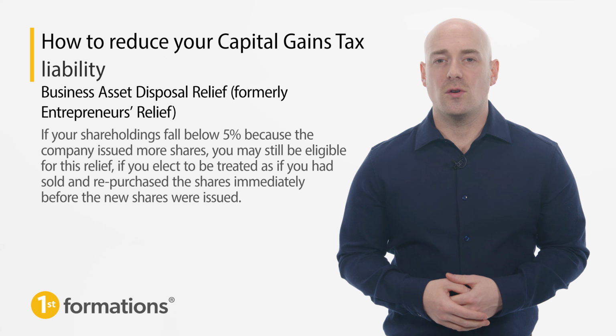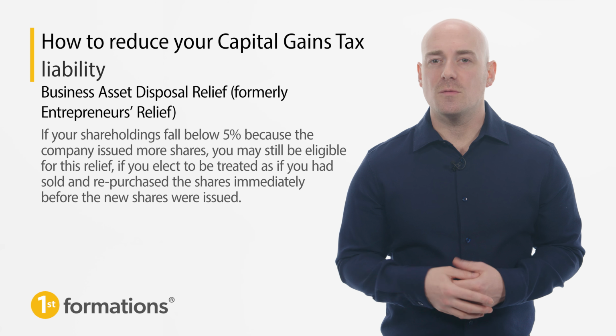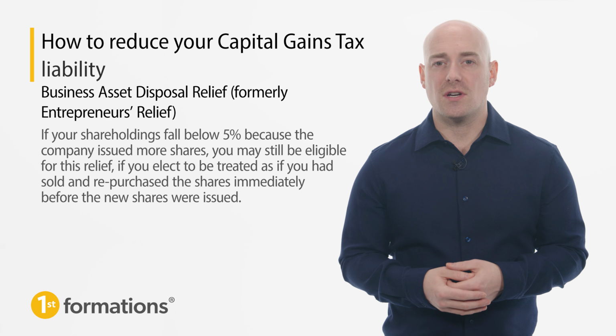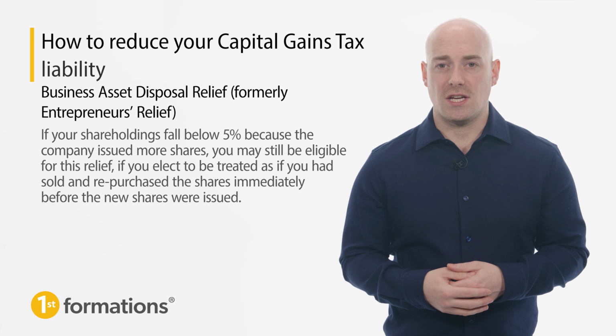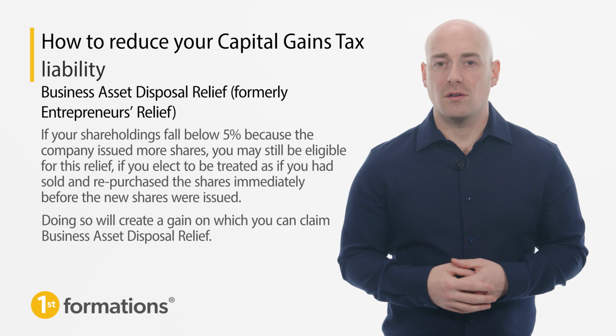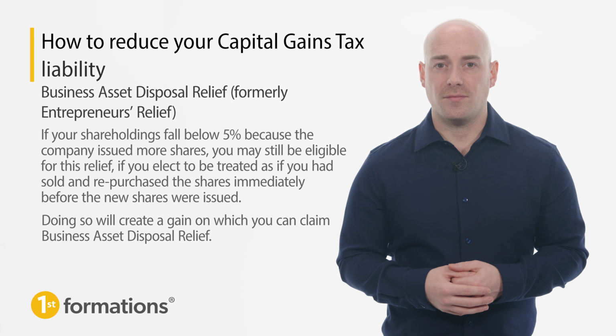If your shareholdings fall below 5% because the company issued more shares, you may still be eligible for this relief if you elect to be treated as if you had sold and repurchased the shares immediately before the new shares were issued. Doing so will create a gain on which you can claim business asset disposal relief.